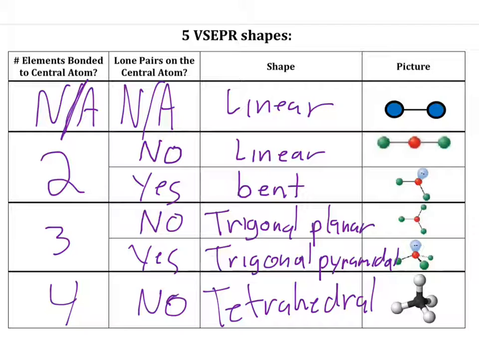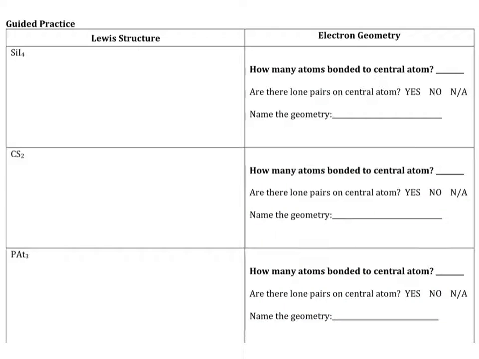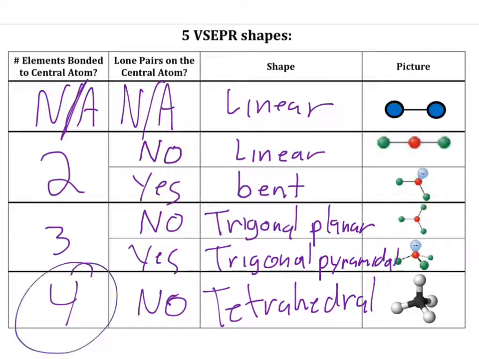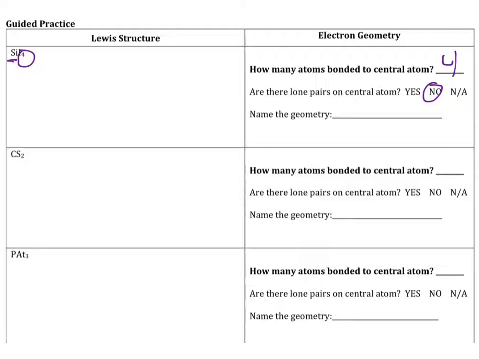All right, so let's go ahead and do some practice problems. If you take a look, here's silicon. So how many atoms are bonded to the central atom? Take a look, there's 4. Are there lone pairs on silicon? Well, if we draw the Lewis structure, it has 4 valence electrons here. There are no lone pairs on silicon. And so if we look at our notes here, 4 with no lone pairs is tetrahedral. It's very easy.